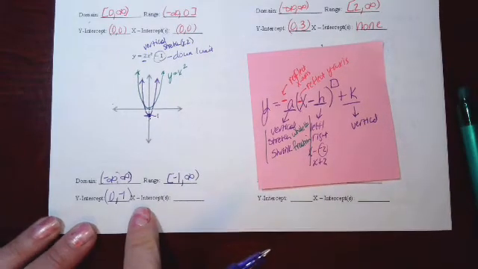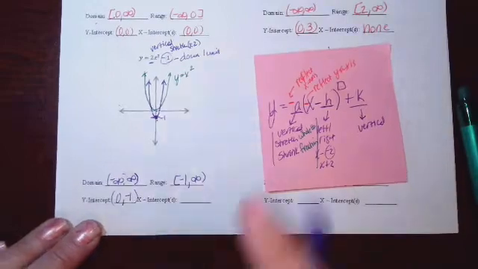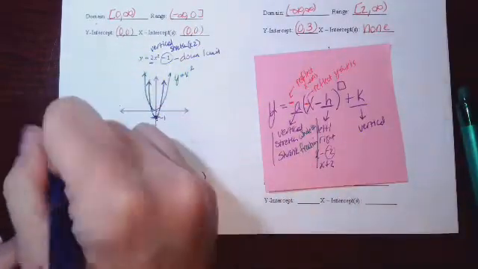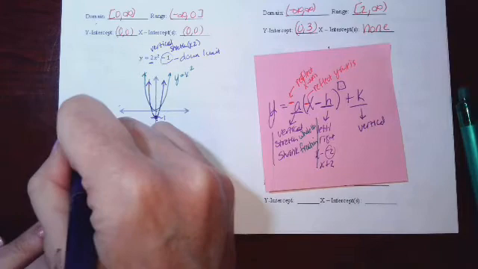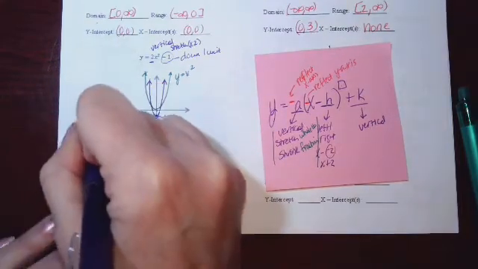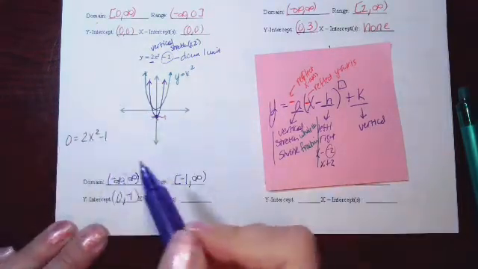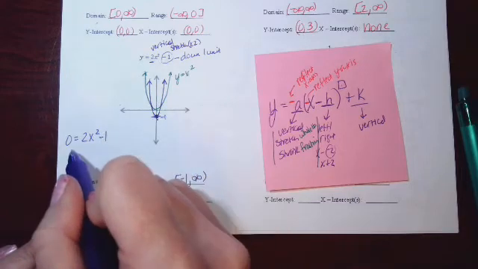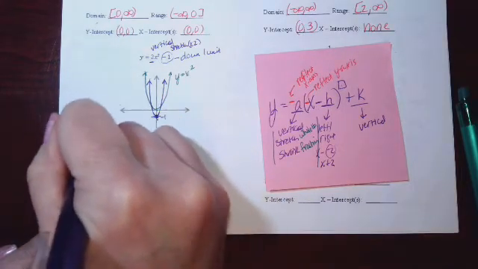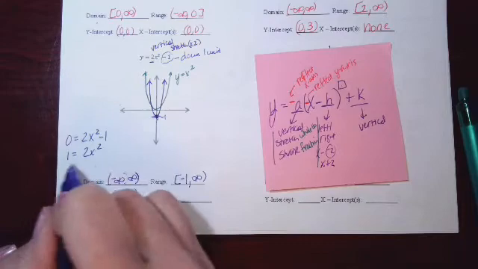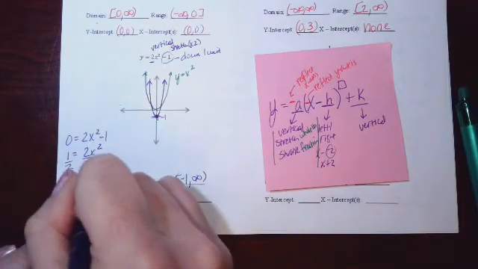To figure out my x-intercept, I need to plug in 0 for y. So I take my function and I replace y with 0. 2x squared minus 1 is equal to 0. I'm going to solve that. I'll add that 1 to move it over. So I have 1 equals 2x squared. I need to divide both sides by 2.